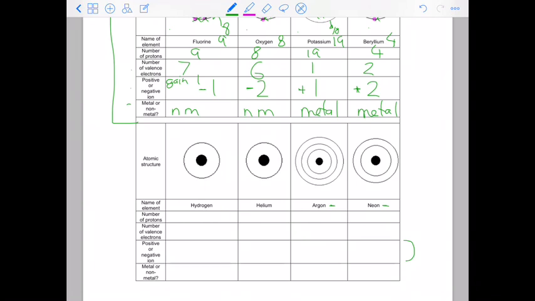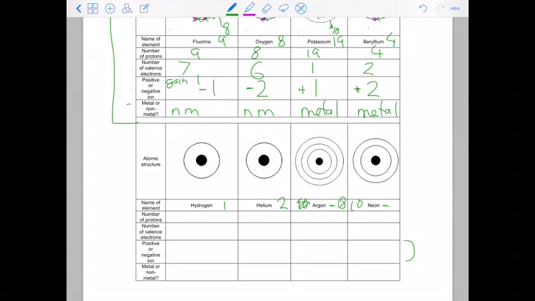The atomic number for hydrogen is 1, the atomic number for helium is 2, for neon is 10, and for argon is 18. So give those a go. Pause the video. We'll take it up in a minute.